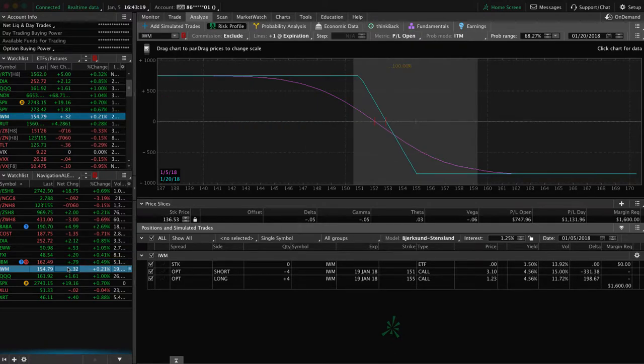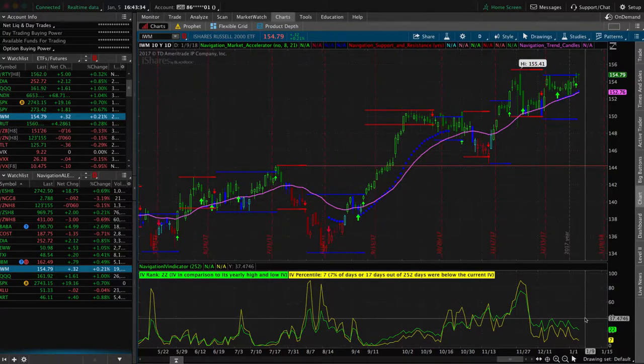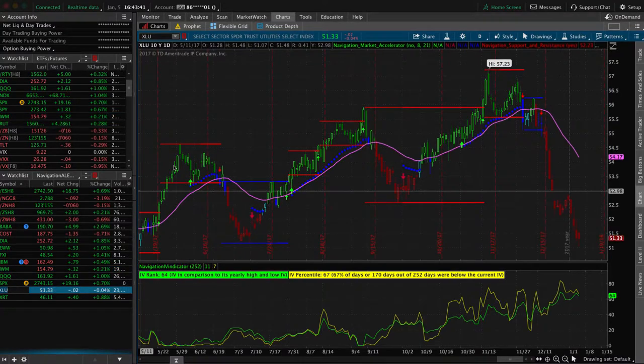Then IWM, we have this short call vertical, which was part of an iron condor, waiting for a little bit of a down movement there. If we don't get that into next week, we'll look to potentially roll this or add an additional iron condor if we get a little pop up in implied volatility. I mentioned the Qs, I mentioned SPX.